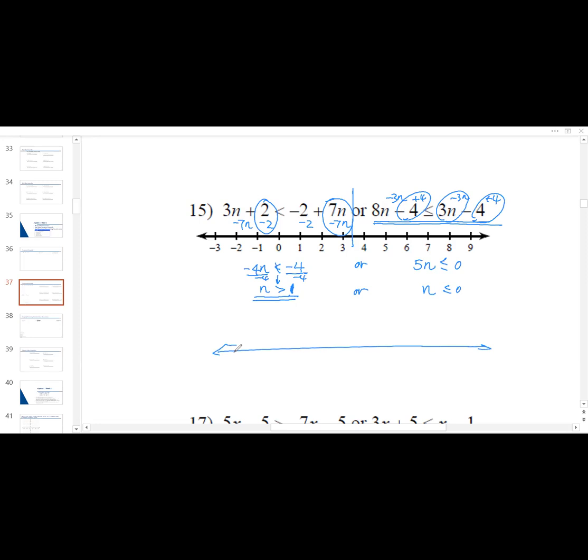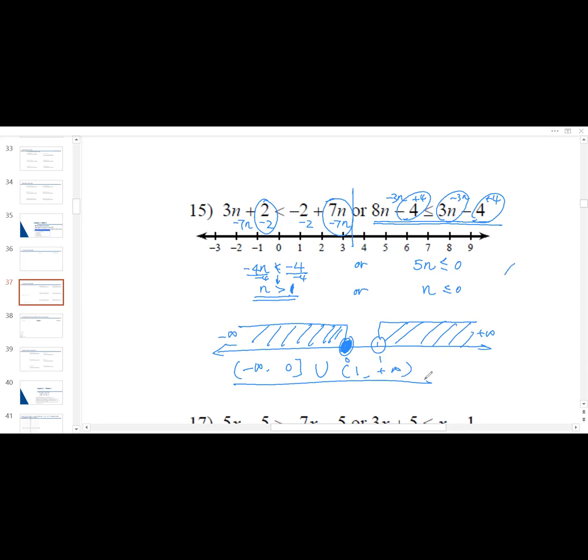We're graphing here. 0, positive infinity, there's negative infinity. Firstly, n greater than 1 is right this part. Less than or equal to 0 is this part, including this point, fill in this point. So we write negative infinity to 0 with a bracket, right? And 1 to positive infinity. Okay, sounds good.